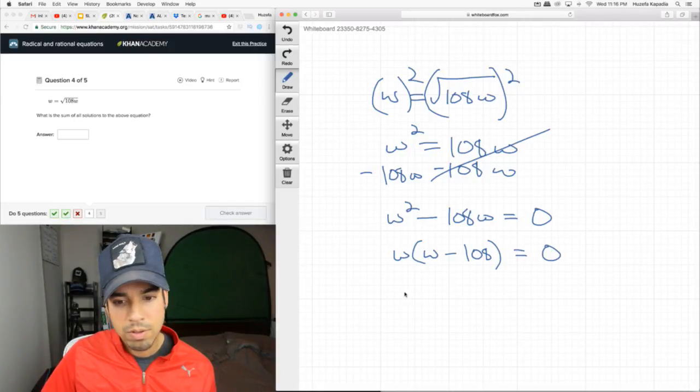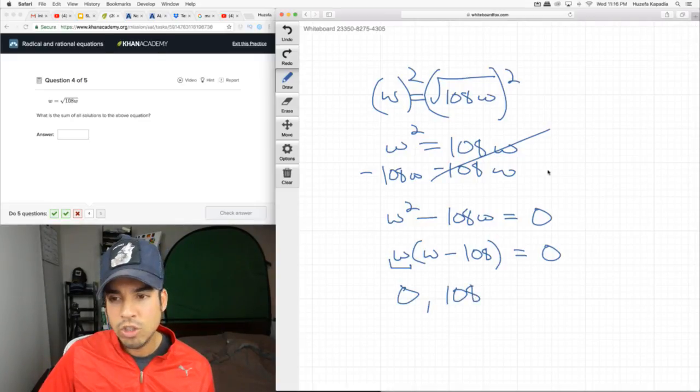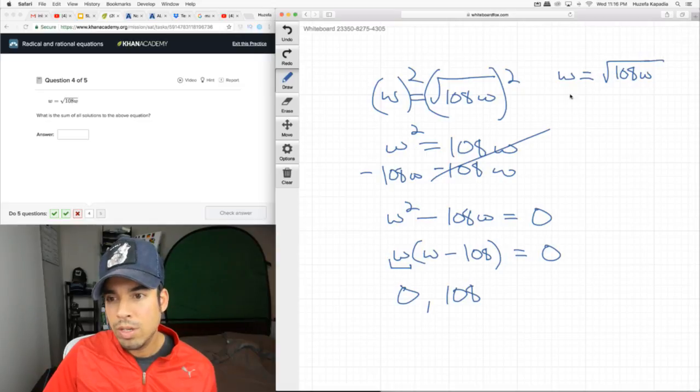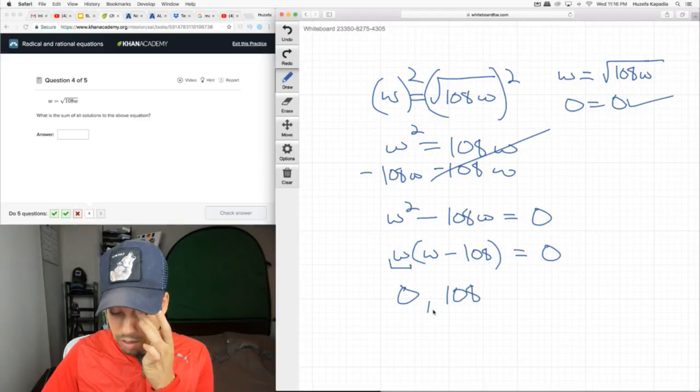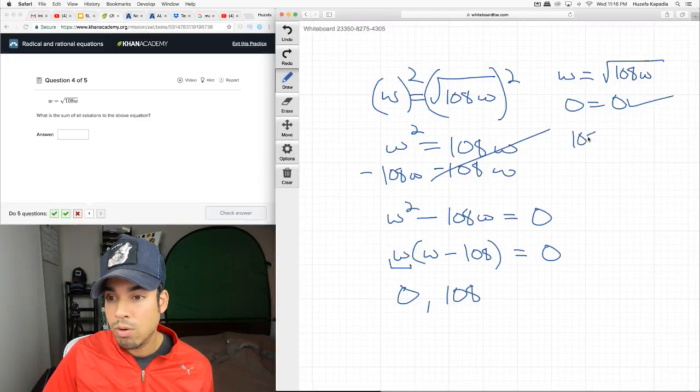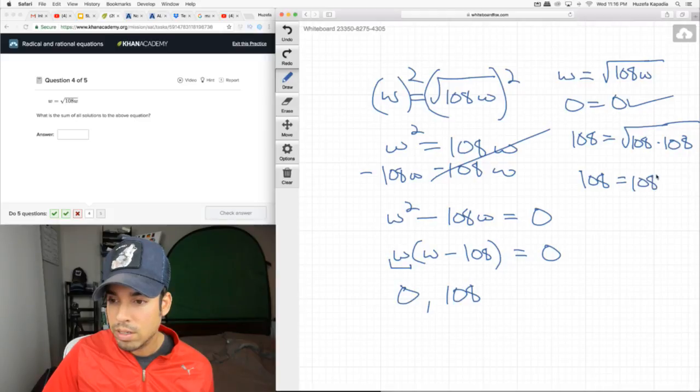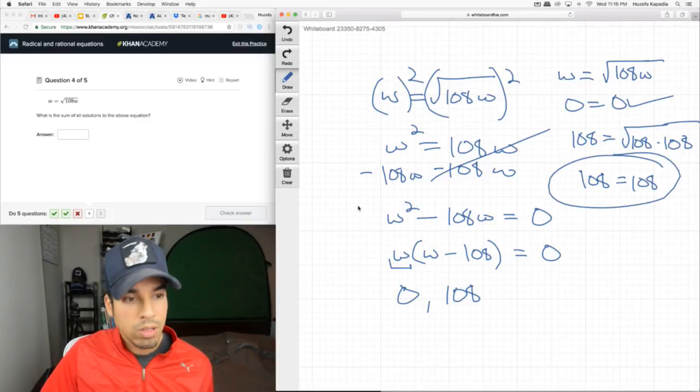I got 0, because if w is 0, it'll make this whole thing go to 0. If w is also 108, it's going to make this go to 0. These are my two solutions. Let's just double check them really quickly. w equals the square root of 108w. If w equals 0 and I plug in 0 here, it'll be 0 equals 0. That works. If w equals 108, we have 108 equals the square root of 108 times 108, which in fact is 108, right? This is just 108 squared. Both of these solutions work.